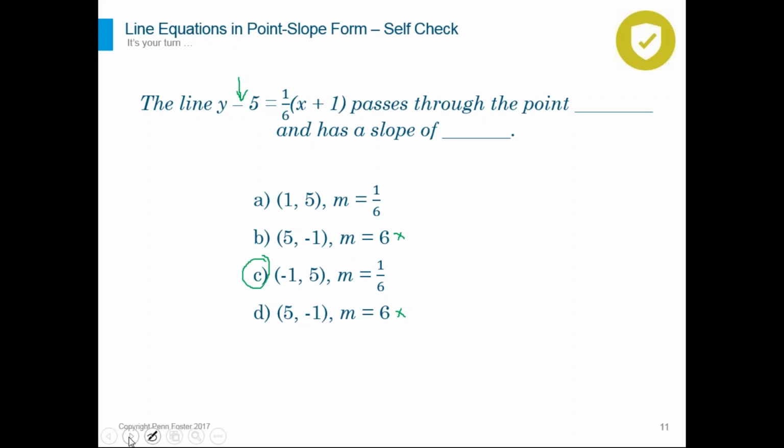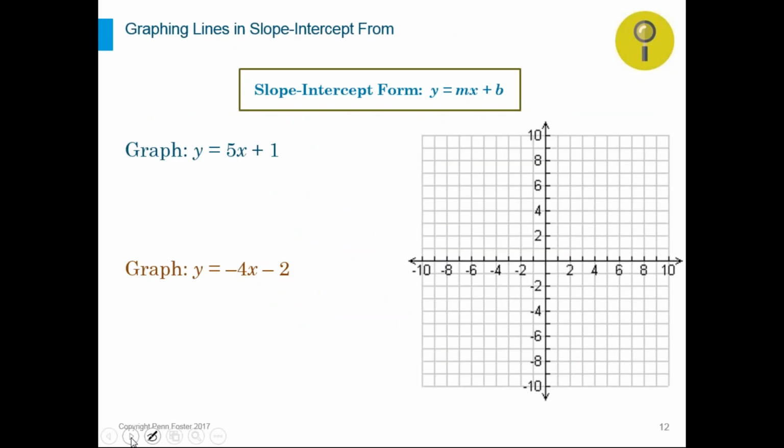Okay, let's move on to another form, slope-intercept form. From the name of the form, it uses a slope, which is m, as you see here in the form, and also uses the y-intercept, the point where the line intersects the y-axis. This is the y-axis, and this is the x-axis. Let's see how we can use this form to graph the line.